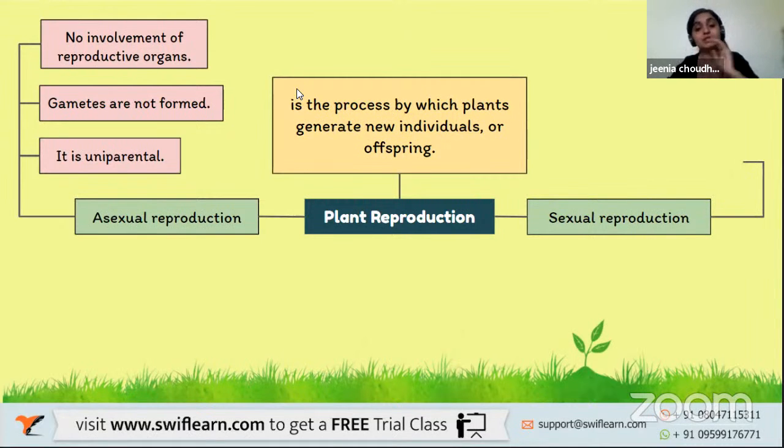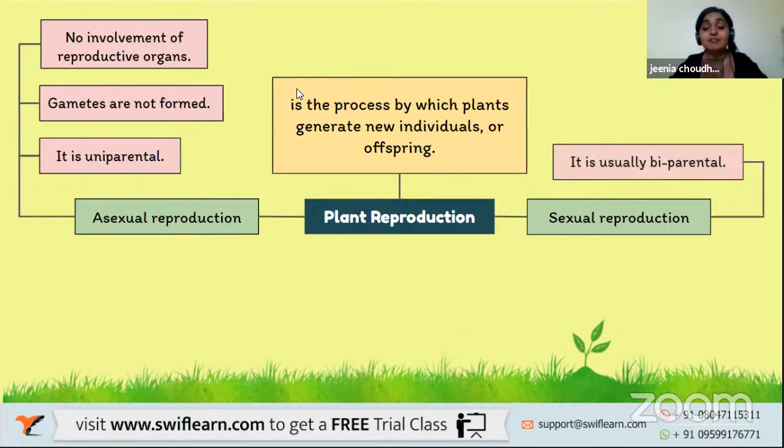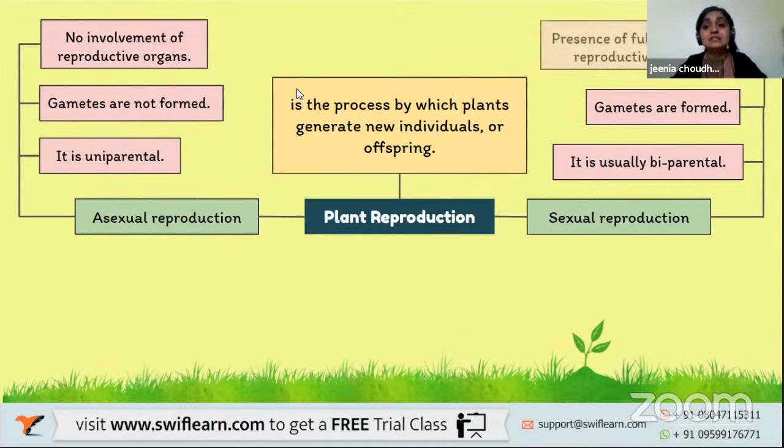Now, moving to the sexual part. Here it is usually biparental. Bi means two, that means two parents produce the offspring. Further, gametes are formed here, and of course there is the presence of fully developed reproductive organs that are necessary to form the offspring.